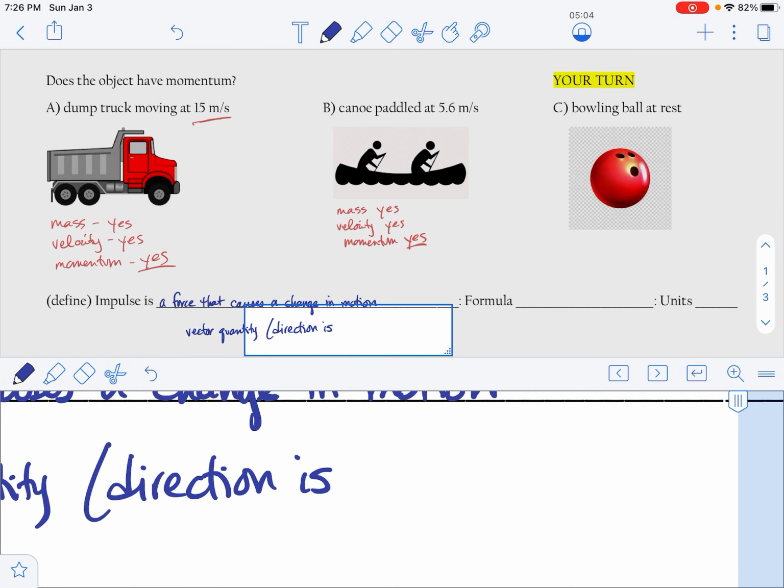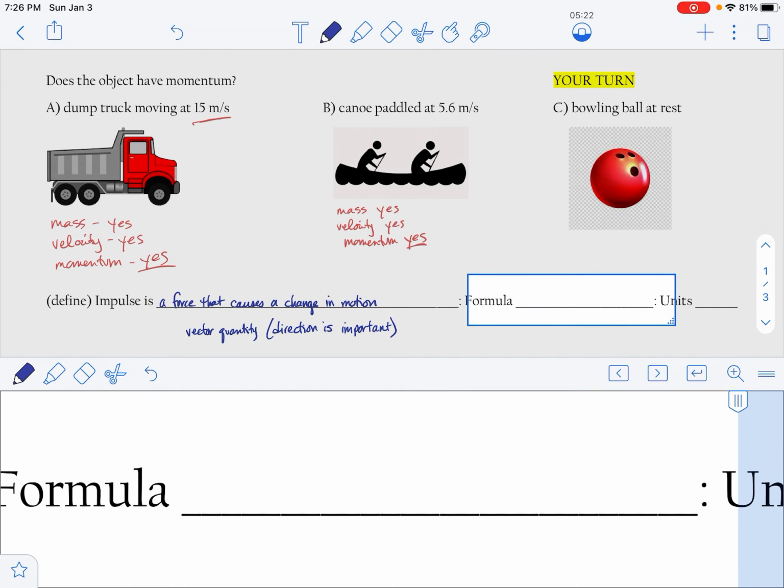So I've got my object, it's moving along, and I can push it from behind, right? That's a force, and that would make it speed up. Or I could apply the force in front of the object, and that would make it slow down. So direction's really important here. All right, how do we calculate this?